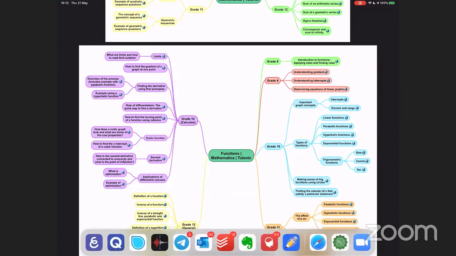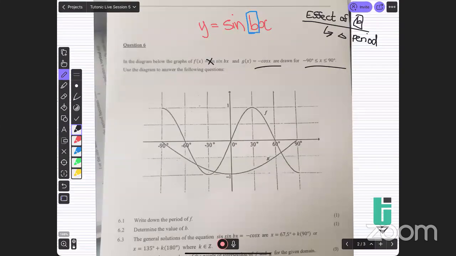Okay, so the effect of B is that it causes either a compression or a widening of the graph. Do you guys see that? It's either making it compressed or it's making it wider. What's the period of this graph? What's the period of this graph, guys? 120. Do you see that? Do you guys see that? Yeah. Okay.